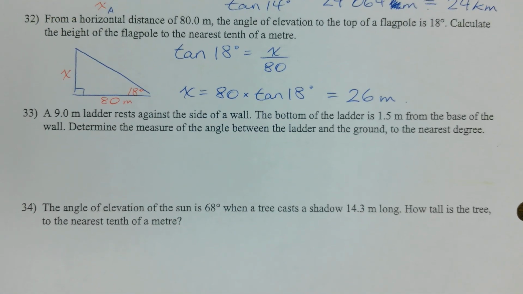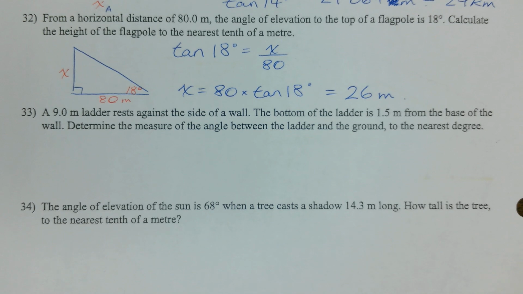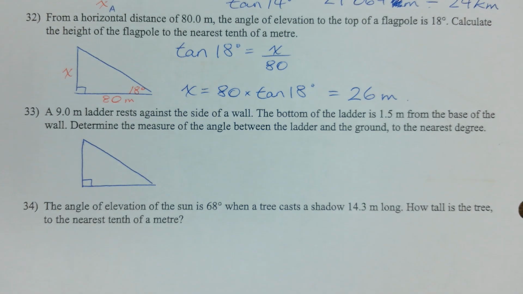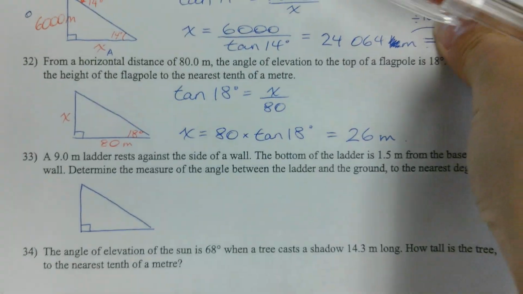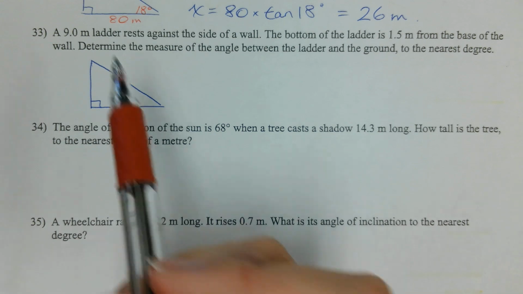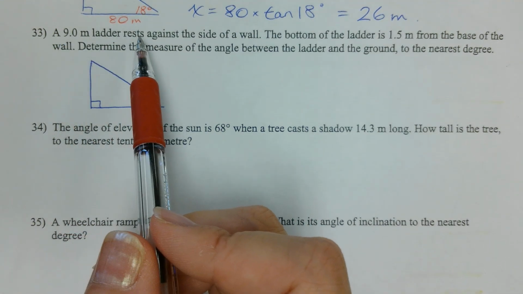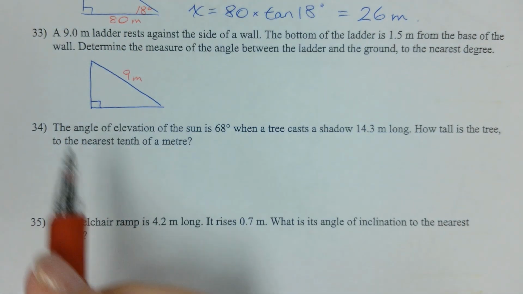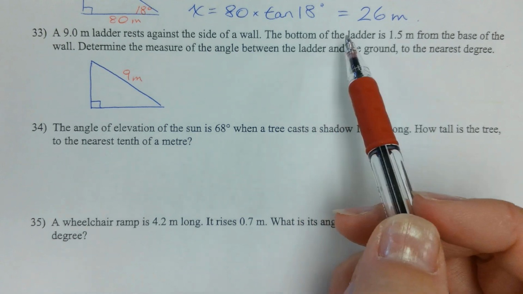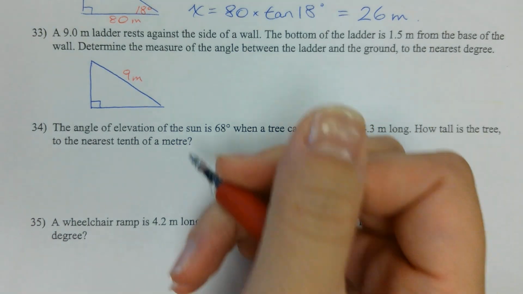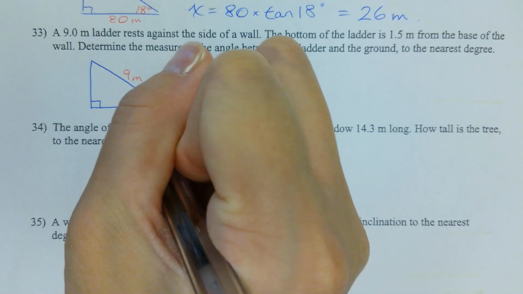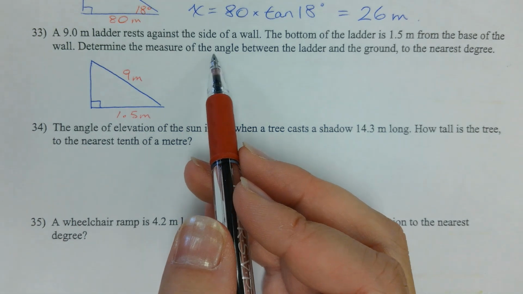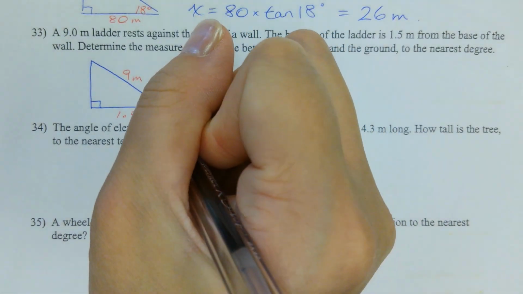Okay, another right angle triangle. So see how with these ones, once you draw that right angle triangle, it's so much easier to visualize. So the diagram is actually not that bad. A 9 meter ladder rests against the wall. Okay, so this is your ladder right here, 9 meter, leaning against the wall. The bottom of the ladder is 1.5 meters from the base. Okay, so this is 1.5, 1.5 meters from the wall. Determine the measure of angle between the ladder and the ground.